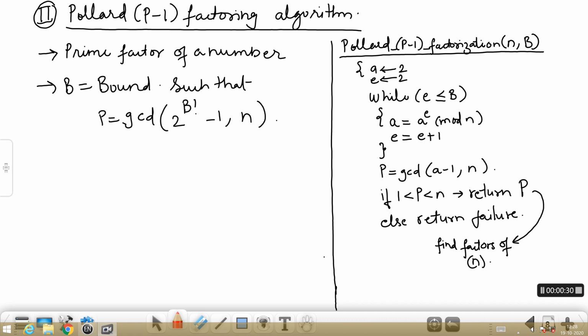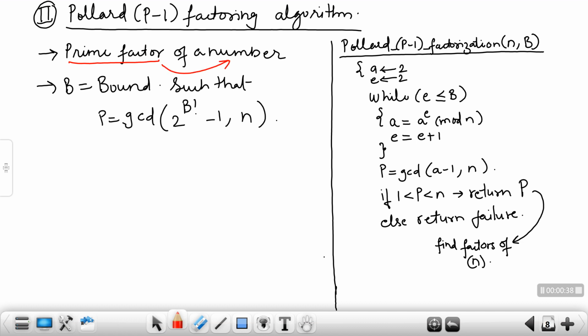When you do a Pollard P-1 factorization, you will get a prime factor: one of the factors of the number that you are factoring will be a prime number. For example, take 391. So 391 is a number n of which you need to calculate the factors, and one of its factors will be a prime number.